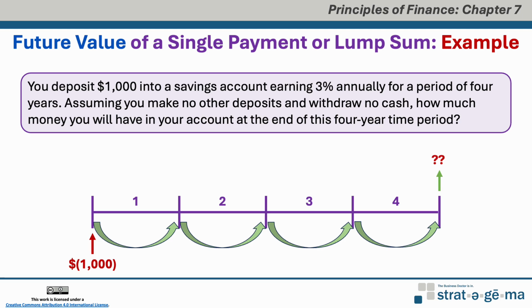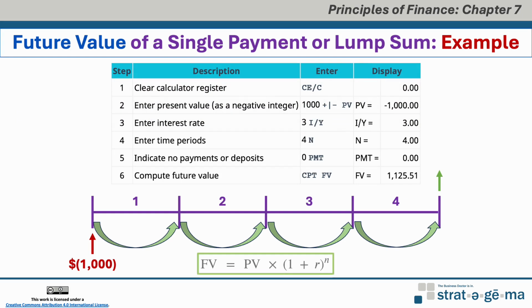So using our calculator, we can simplify that. These are the keystrokes that would be used with the BA II Plus and also with the Sharp or even with the HP calculator. You'll clear your register, enter $1,000 with the plus minus sign and press PV. Then for the interest rate, you can enter 3 and then just press I/Y. Don't enter 3%. The calculator knows that these are entered as percentages. Enter 4 for N and put in 0 for PMT.